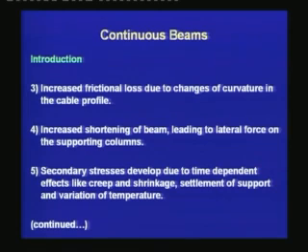The third difficulty is increased frictional loss due to changes of curvature in the cable profile. If we are having a cable running through the spans and the supports, there will be more changes in curvature, and this will have increased frictional loss throughout the length of the beam. That's why at times the tendons are interrupted so as to reduce the frictional loss.